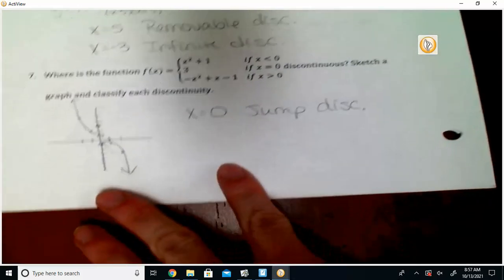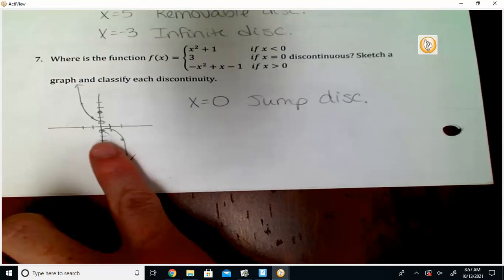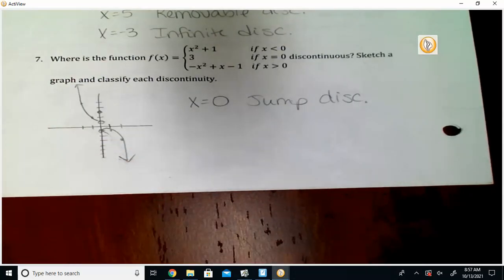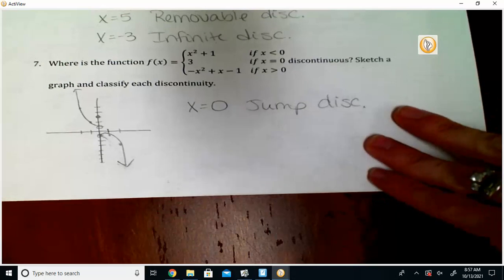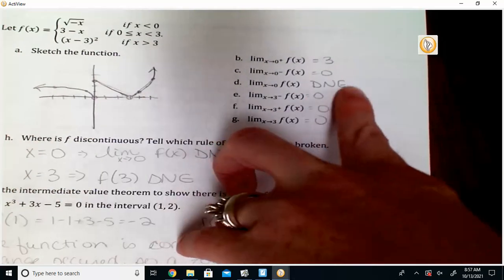Number 7, you drew your graph. It should look like this, so you can see it is discontinuous at 0, and that is a jump discontinuity because you have to physically jump from one piece to the next. Number 8, you graph it. It should look like that.